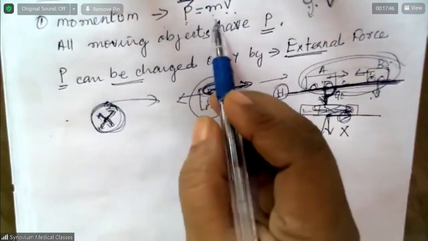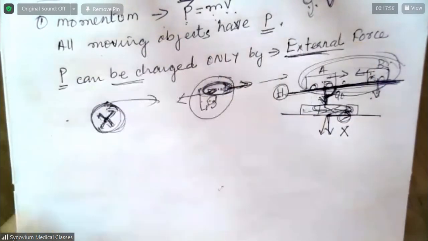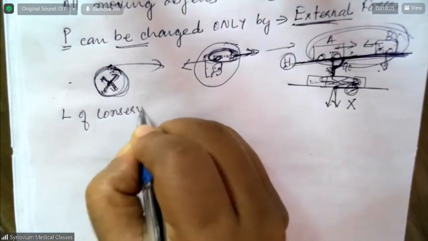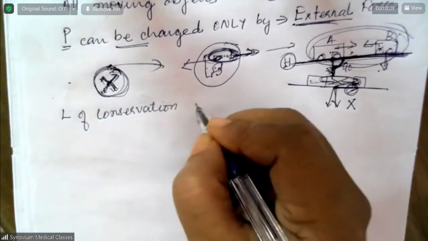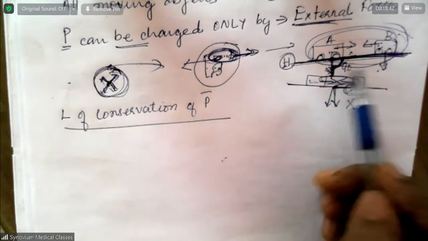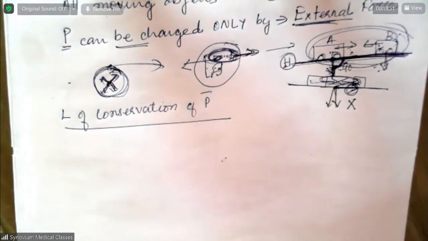So, all objects have momentum, and momentum can be changed only by an outside force. Now, what is the law of conservation of momentum? Very, very useful and important one. Law of conservation of momentum: what is it? Momentum before collision is equal to the momentum after the collision, provided no external force acts on it. That means the total momentum before collision is equal to the total momentum after collision, provided no external force acts on it. So momentum can be conserved, making sure that external forces are 0.